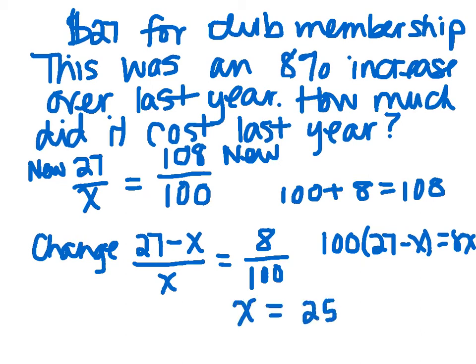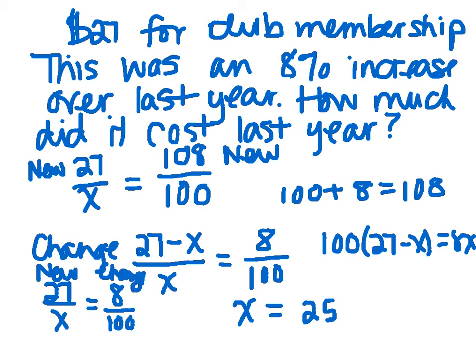What you can't do is say 27 over x equals 8 out of 100, because 27 is the new and 8 is the change, so they don't make sense. You must make sure that what you're talking about makes sense and that your proportions match up. You're doing really simple ones, like the very first thing we did.